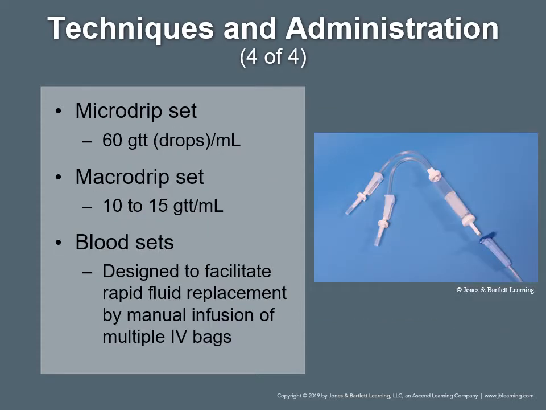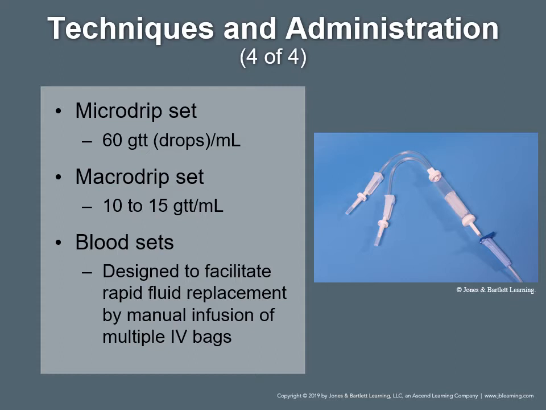Drip sets come in two primary sizes. A micro drip allows for 60 drops, and by the way, the GTT stands for drops, okay? 60 drops per milliliter. It has a small needle-like orifice inside the drip chamber. It is ideal for medication administration or pediatric fluid delivery. It is easy to control their flow.